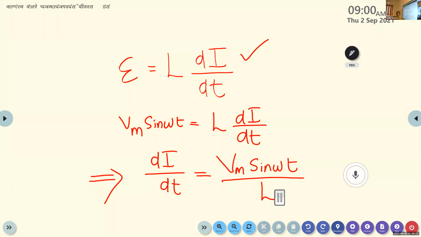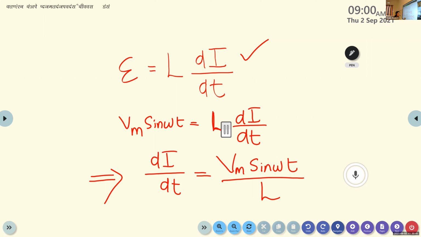We're just rearranging the equation in order to find an expression for the rate of change of current that is passing through the inductor. So Vm sin omega t is equal to L into di by dt, which implies di by dt is equal to Vm sin omega t by L. We brought the inductance L to the left-hand side, then it becomes division. The basic mathematics: di by dt is equal to Vm sin omega t by L.